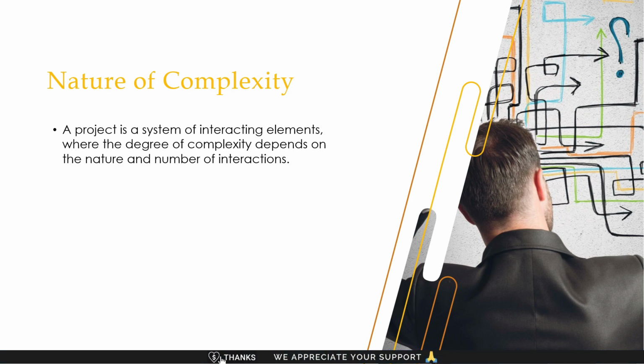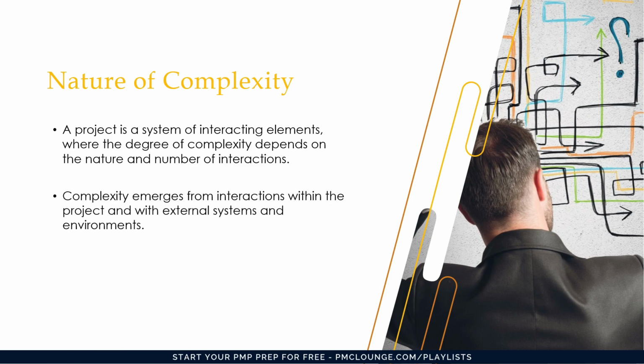As each connection, let's say a connection between process and technology, a connection between process and people, each of these connections can introduce additional variables that influence the outcome, which is why a project obviously is a system of interacting elements, and the degree of complexity depends on the nature and the number of interactions. Complexity emerges from interactions within the project and with external systems and environments.